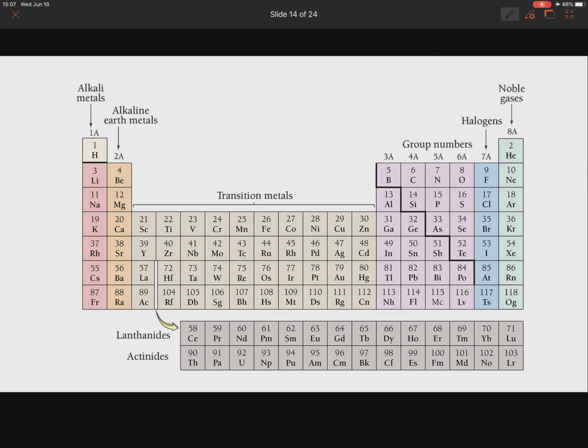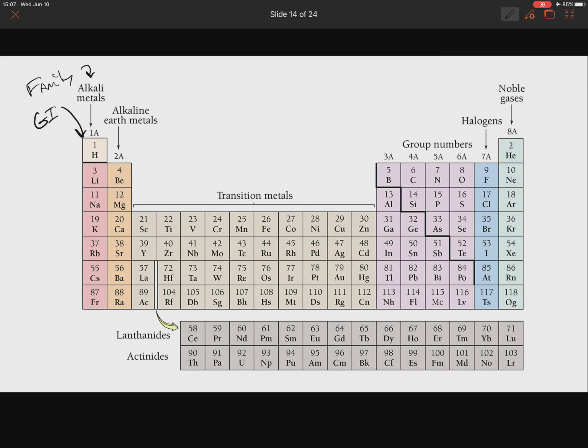Let's talk about families. We have some families that get names, some that don't. We have the group 1 metals. We call these the alkali metals. So family name, alkali. Group 1 is just what it's called. Group 2, the alkali earth metals.